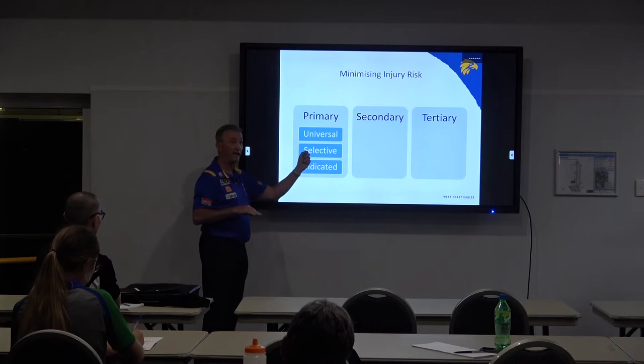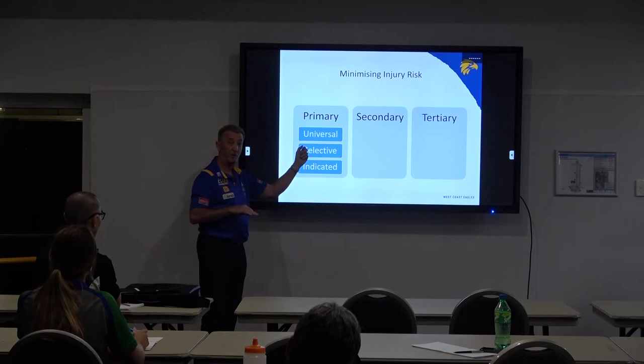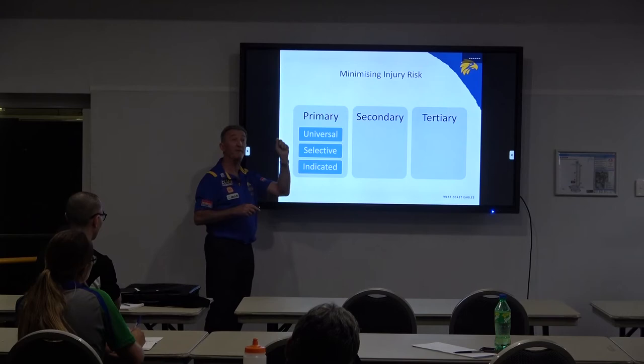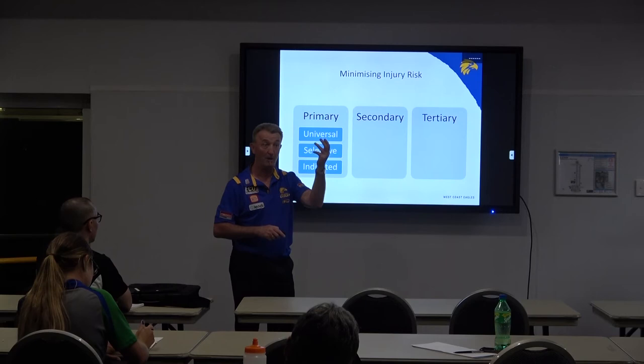Then there's selective, particular groups of athletes. The veteran, the first year, the extremely tall, whatever. You select those groups and you'll have something different for them. So a veteran athlete may do 3/4 of the load because they're veteran. Age is a risk factor.